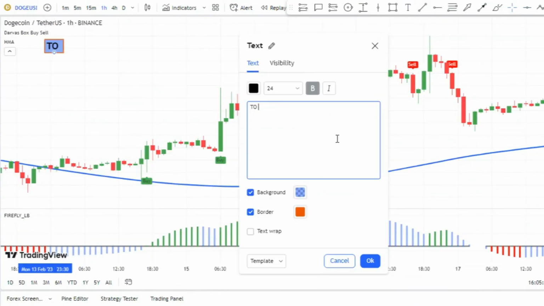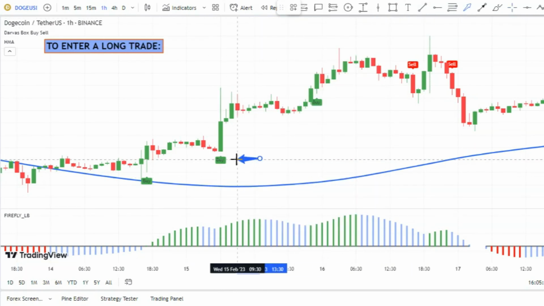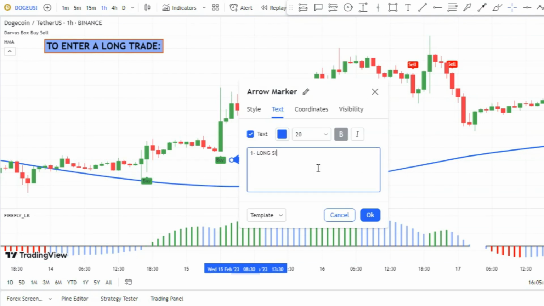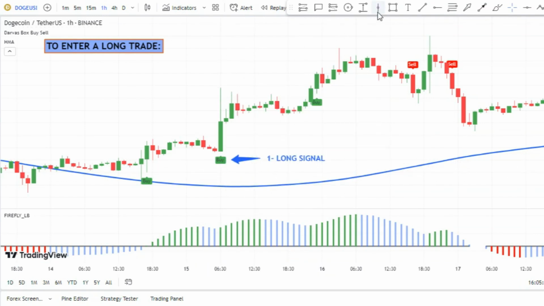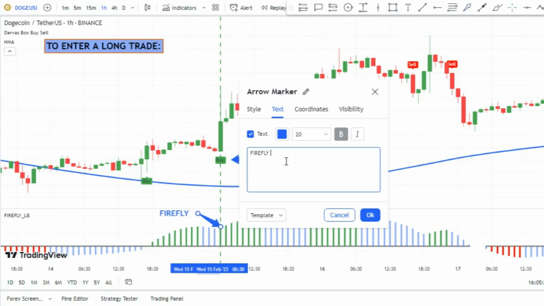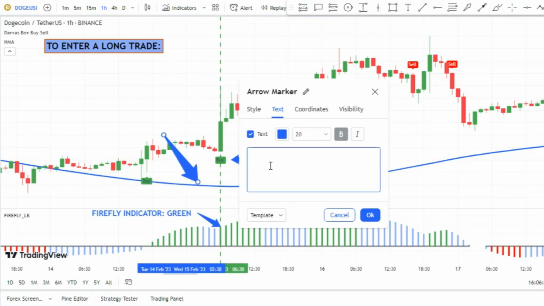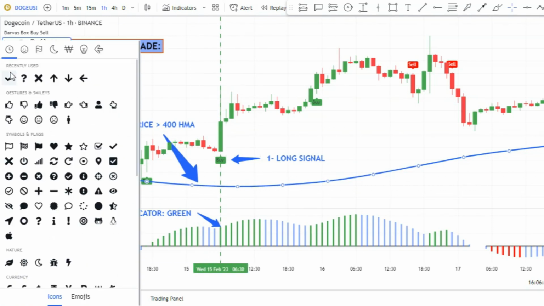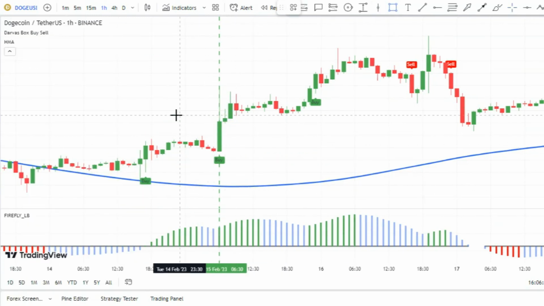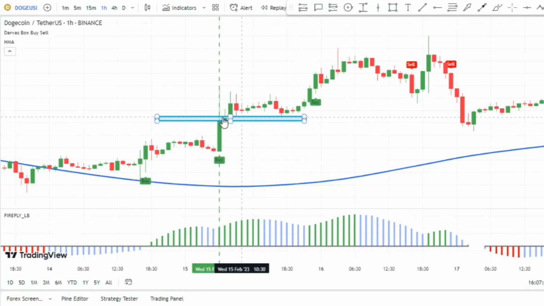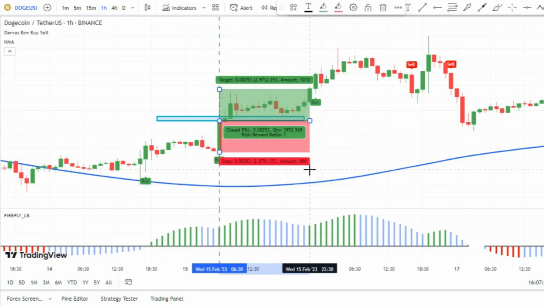And here are the rules for entering trades. To enter a long trade, a buy signal must be generated by the Darvas box indicator, and it should be followed by a green histogram in the Firefly oscillator for confirmation. And the signal candle must close above the HMA 400 for final confirmation. So if these conditions are met, you can enter a long trade at the close price of the signal candle.